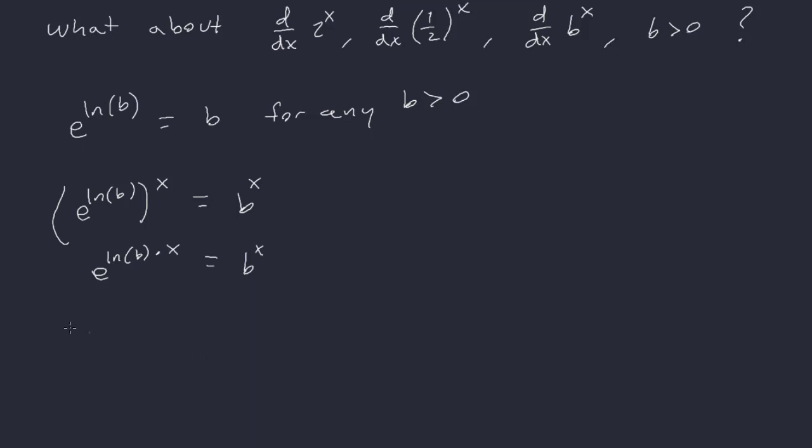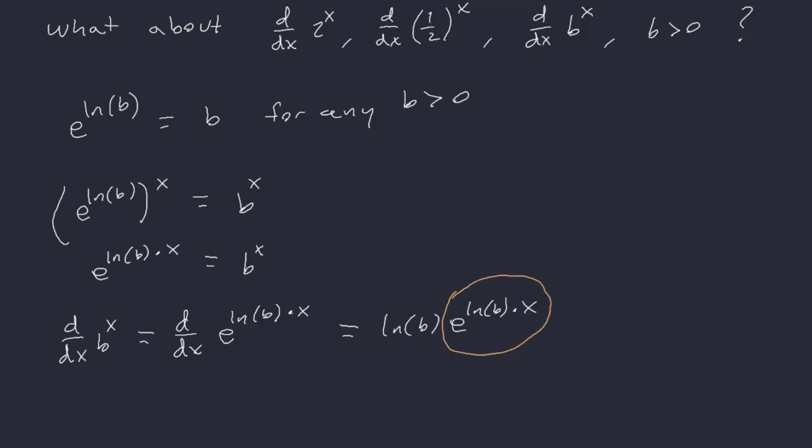And then we can just say, all right, that means the derivative of b to the x is going to be just the derivative of e to the ln of b times x, which, using what we've just talked about, is going to be ln b times e to the ln b x. And now we can go back to replacing this part with b to the x.